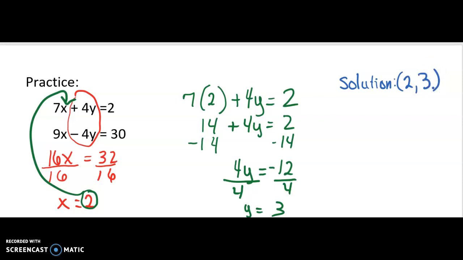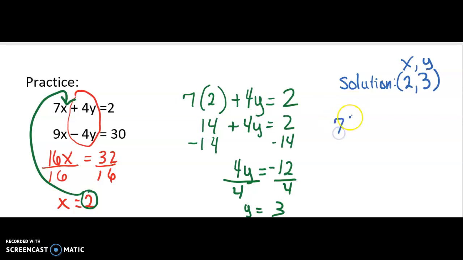Still seeing some people making mistakes and not putting their variables in order. Remember, x comes first, y comes second in an ordered pair. I'm always going to check my work. Check, check, check the work.